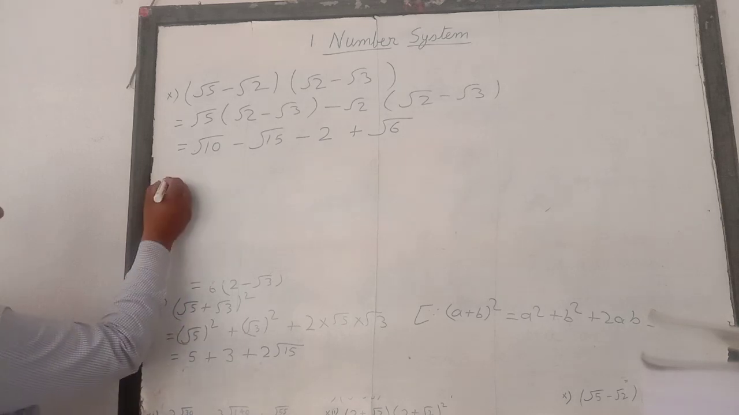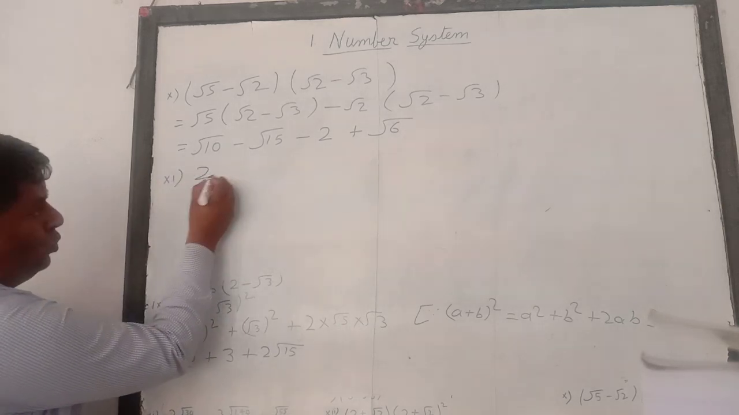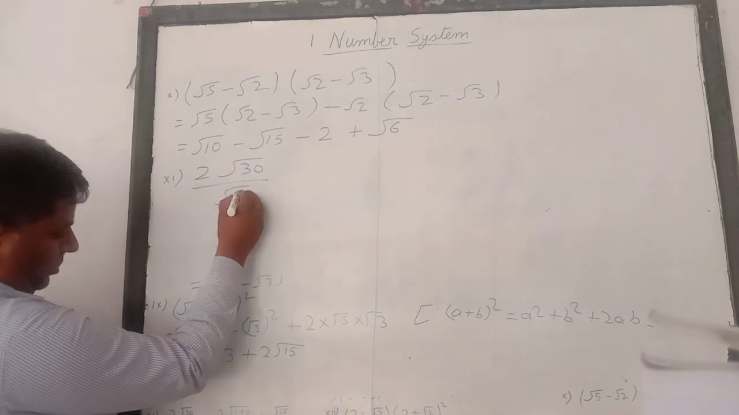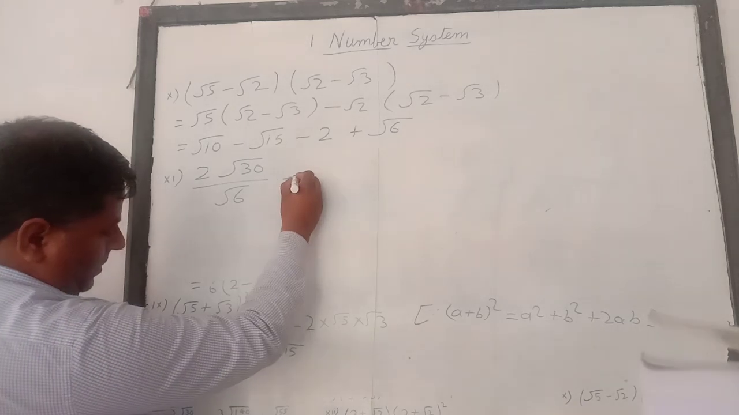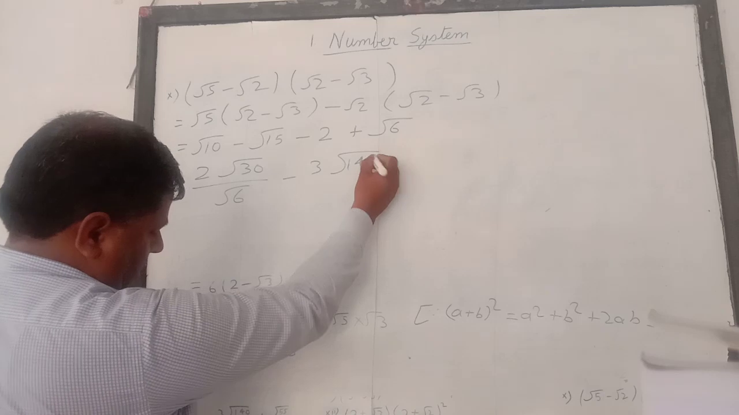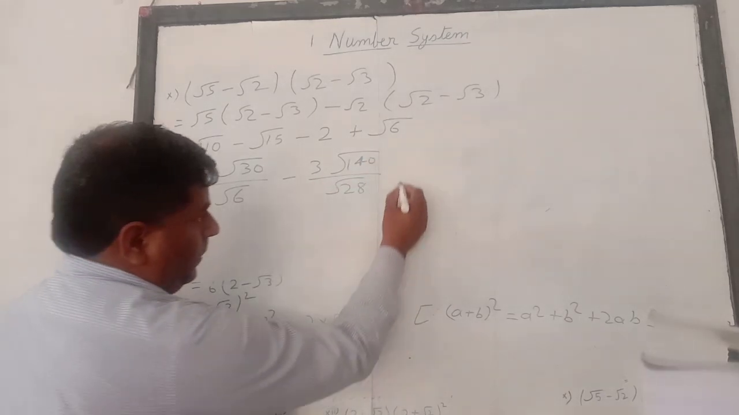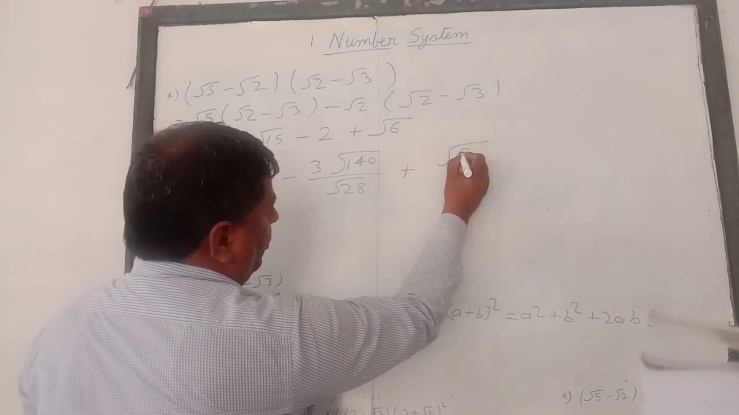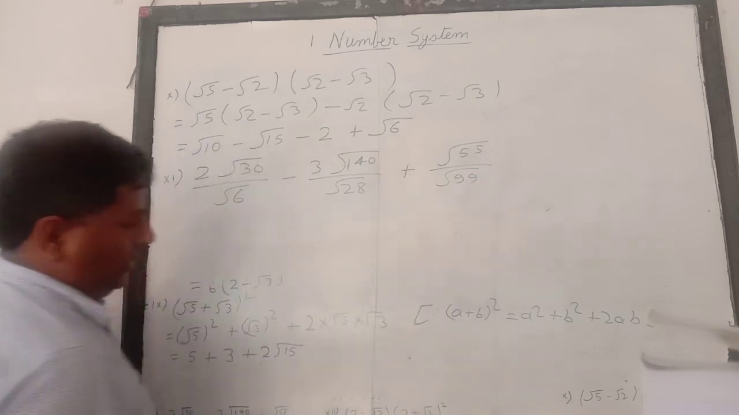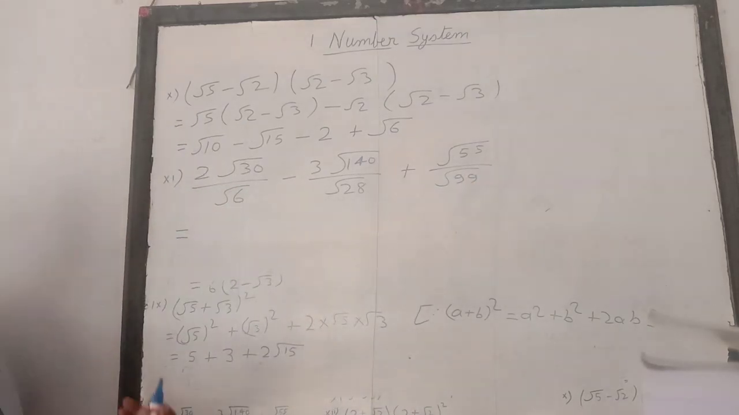So next is question number 11. It is 2√30/√6 − 3√140/√28 + √55/√99. So what can we do in this case? See, we simplify.